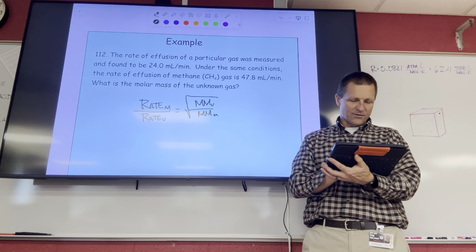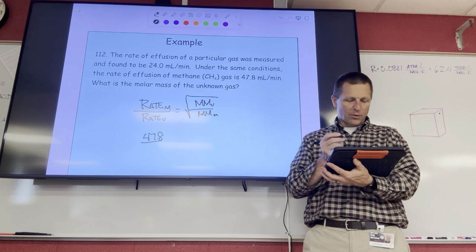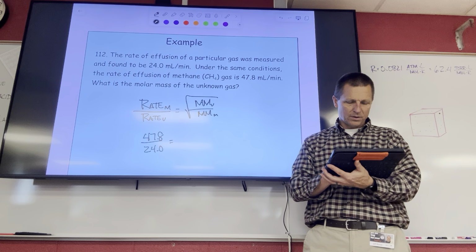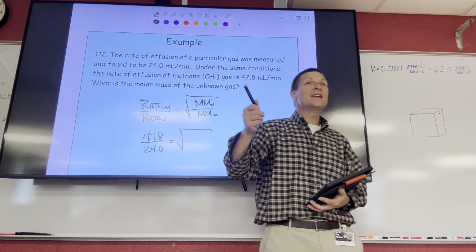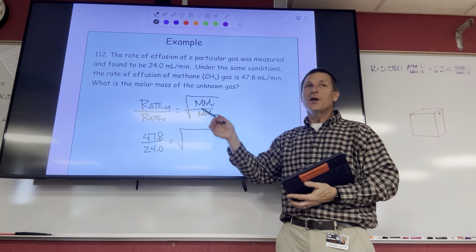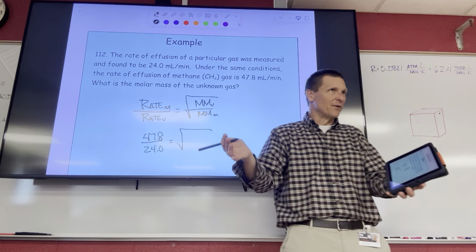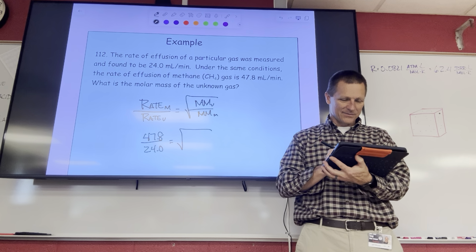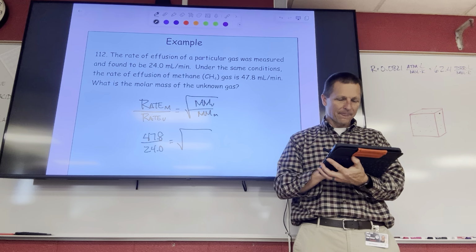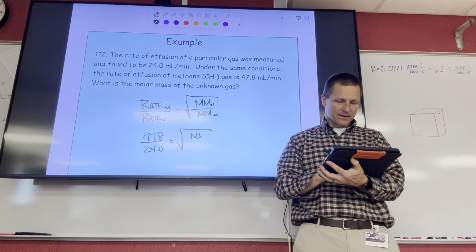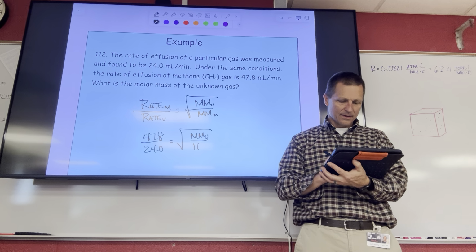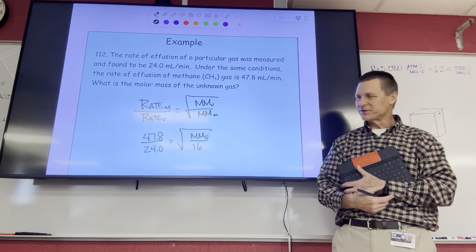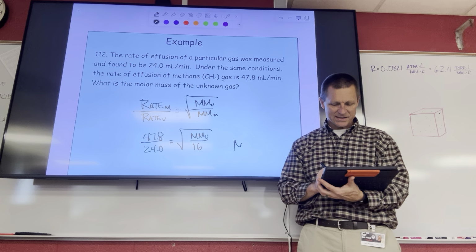The rate of methane was 47.8. I have both rates, so I'm not even going to put the units in there. 24 is the rate of the unknown. Now, you'll see methane gets used a lot when we're doing Graham's law, only because methane has a molar mass of 16, a perfect square. So yeah, you'll see that methane shows up a lot in Graham's law problems. It looks like this, and then just solve it and make sure you don't mess up your algebra. So you should get a molar mass of 63.